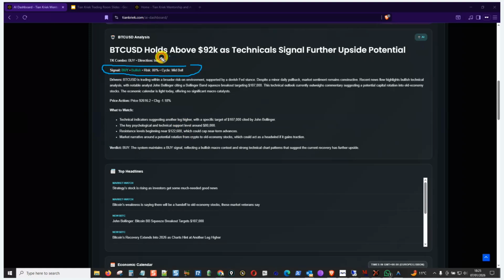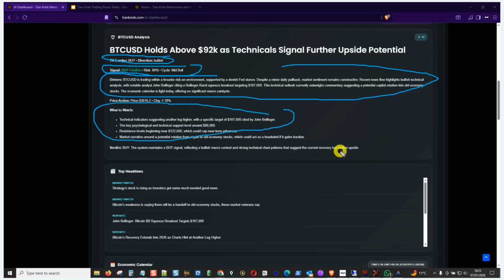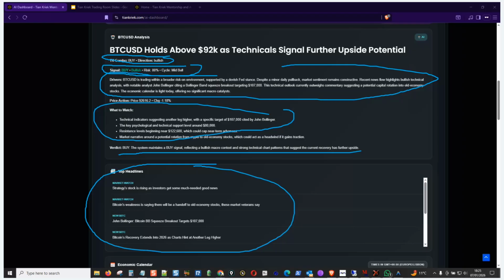Yeah, the direction is bullish. That's a buy. Bitcoin is a buy. And then there is information about why it is bullish, what's happening, what to watch out for, and then again a verdict. All right, the verdict is a buy. The system maintains a buy signal, reflecting a bullish macro context and strong technical chart patterns that suggest the current recovery has further upside. Then we have headlines that focus on Bitcoin.